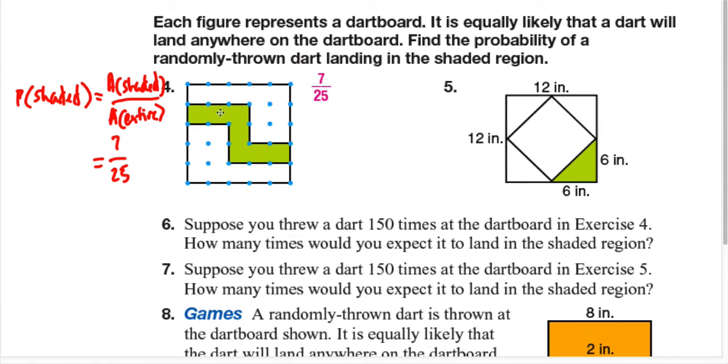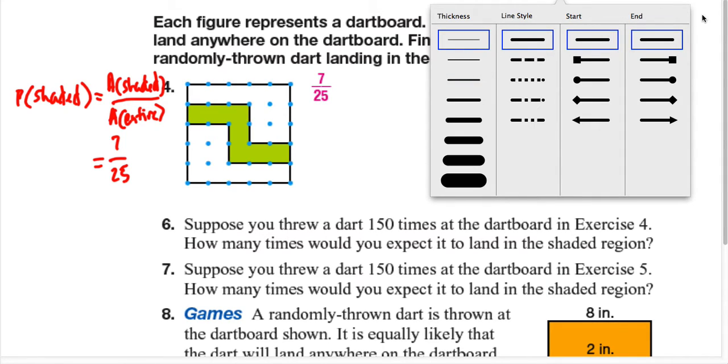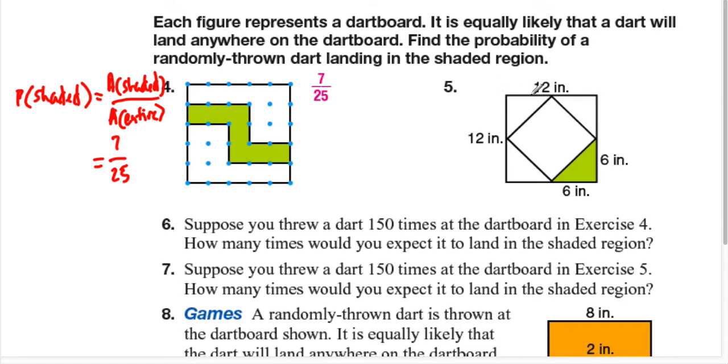So going to our next example, what is the probability of it landing in the green shaded region right here? Make it a thin line so I can write better. So again, the probability of it landing in the shaded region will be equal to the area of the shaded region over the area of the entire region or the whole region.